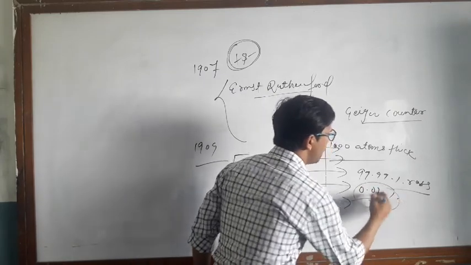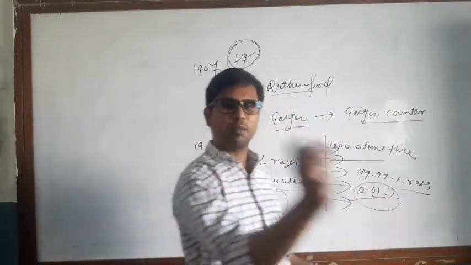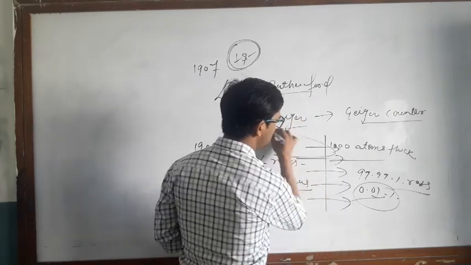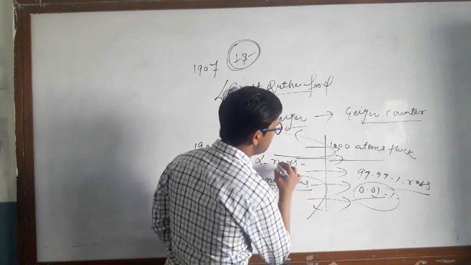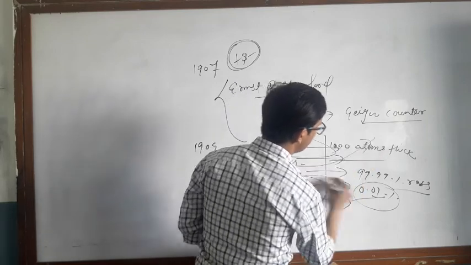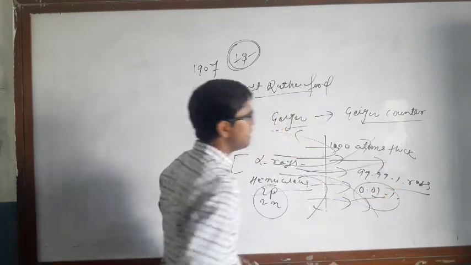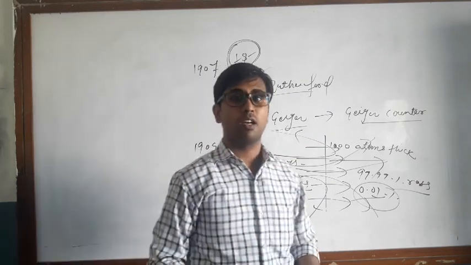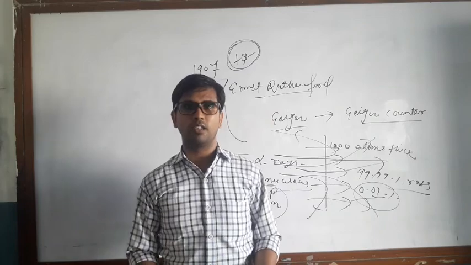0.01%, around 0.01% were the rays which were showing deflection. They were deflecting in different directions. All the rays were deflecting in different directions. Jigar was intrigued. He thought, what is happening?